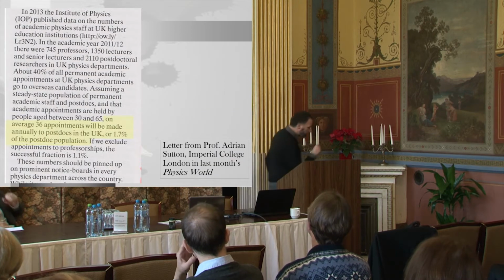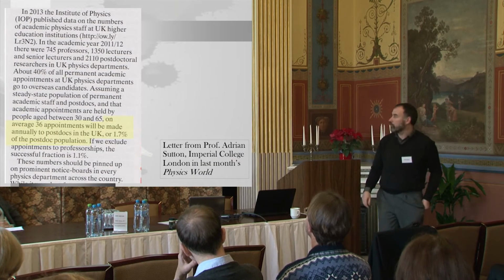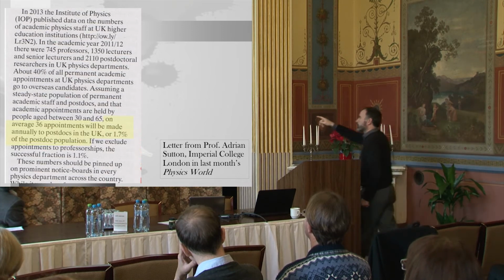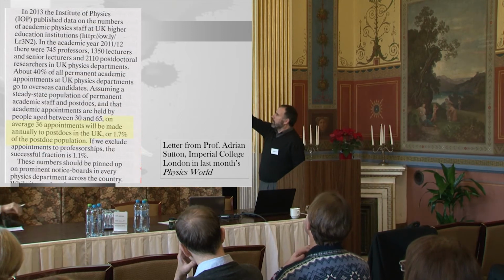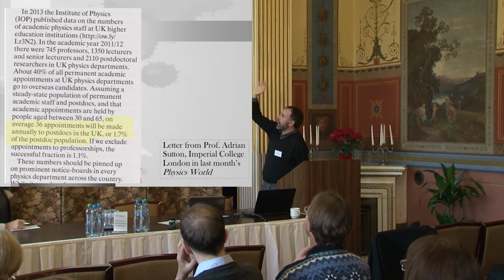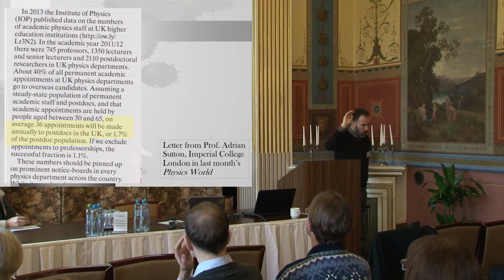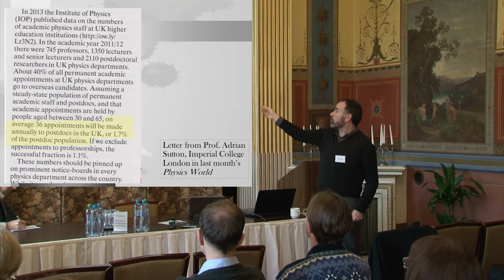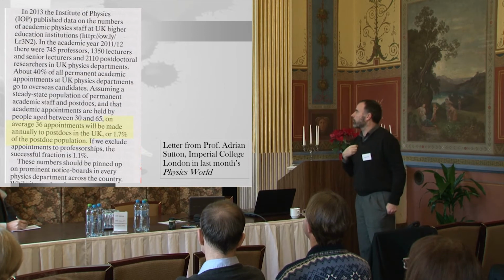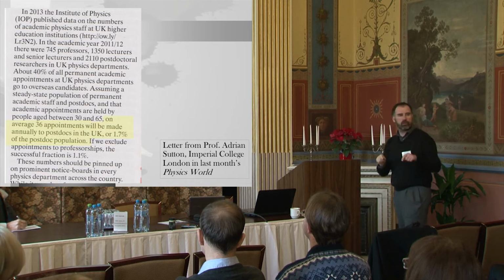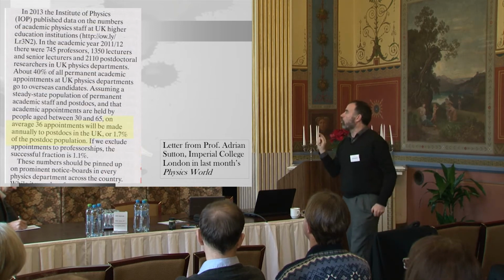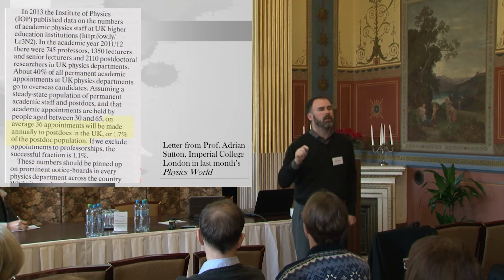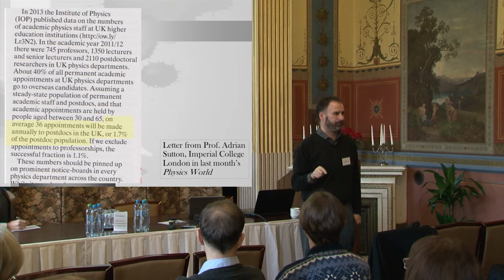And I'll put this in the context of physics. I've mentioned this to a few of you before, but it's a very important letter. It was published in, it says last month's Physics World. It was actually published back in June. This is an ex-head of department at Imperial College, physics, and he basically did the numbers. On average, 36 appointments will be made annually to postdocs in the UK, so these are permanent positions, or 1.7% annually of the postdoc population can expect to get a permanent position.